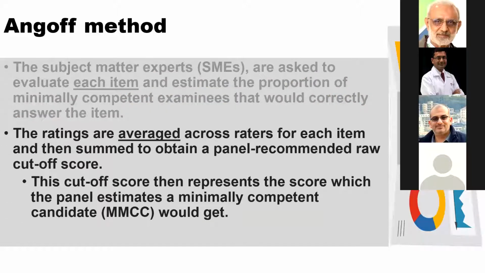The ratings are averaged across the raters for each item and then summed to obtain a panel recommended raw cutoff score for the results. This cutoff score then represents the score which the panel estimates a minimally competent candidate would get. This means by averaging the score, we would get a pass or minimal pass level in that particular examination.